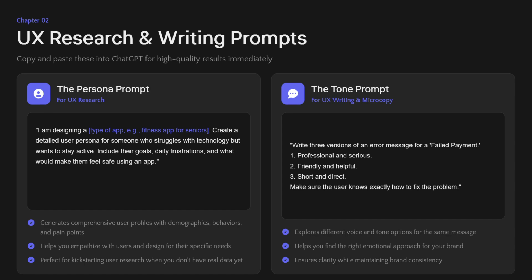So it said: write 3 versions of an error message for a failed payment: professional and serious, friendly and helpful, short and direct. Make sure the user knows exactly how to fix the problem. Now, this prompt alone can actually help you in designing even without using an AI tool. If you agree with me, we'll talk about it in our live session. Because number one, with this one, you'll know that you are creating something that will make the user know how to fix the problem, and personally, if there will be a contact button underneath that will help them contact customer care or the support team.